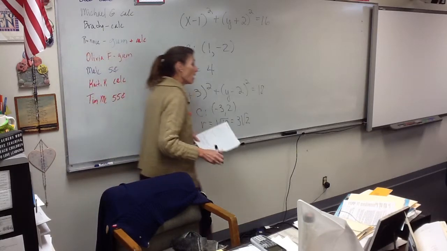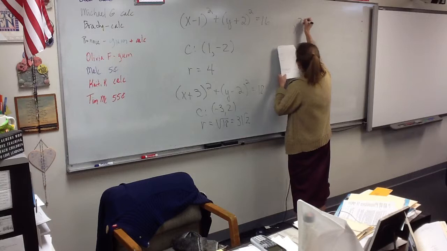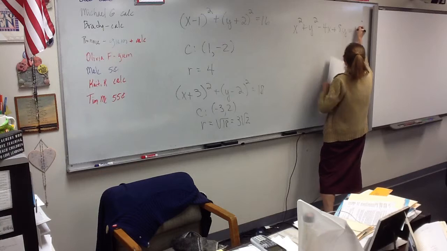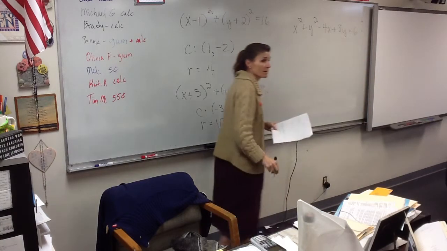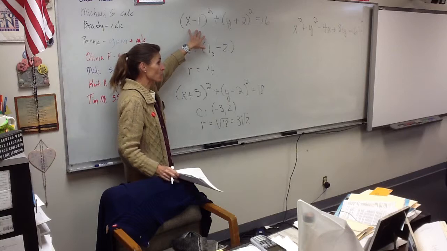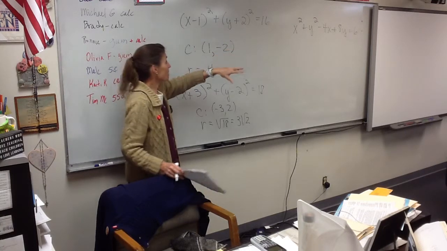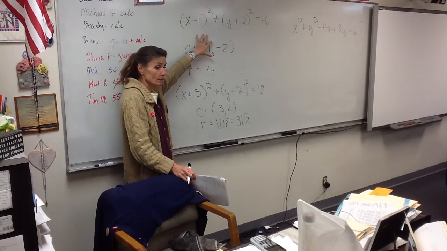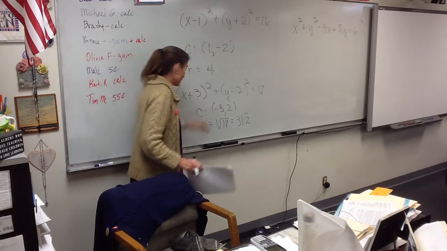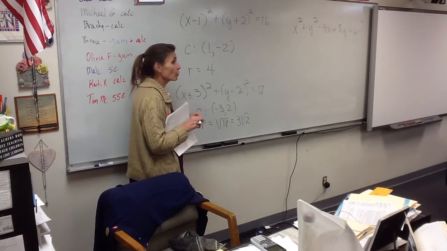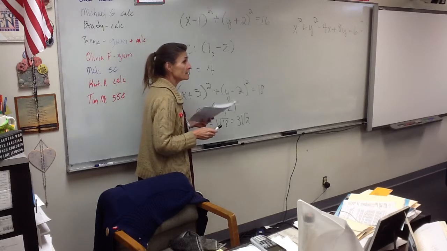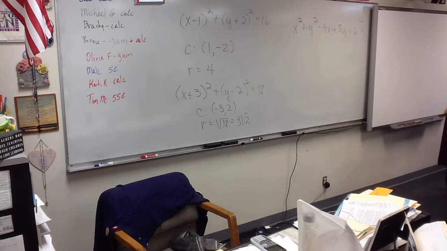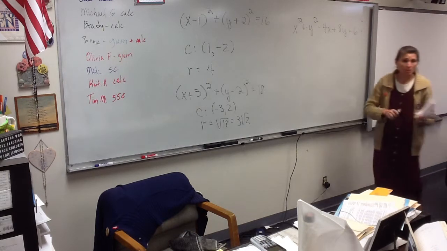Okay, now look at equation C. What is wrong with this? This is a circle, but what's wrong with it? It's not in standard form. So we have to somehow take that equation and make it look like this. Okay? Now, in order to do that, we are going to complete the square. And we're going to have to do it twice. Once on the x's and once on the y's.